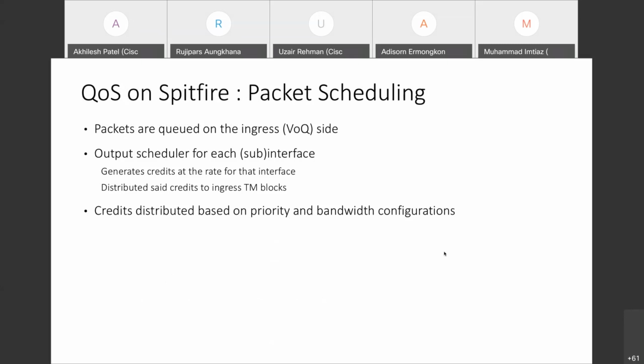So how are packets scheduled on the Spitfire? Packets are queued on the ingress side, where we have the VOQs, and then we have an output scheduler for each interface and each sub-interface. And again, this is the high level. We are just touching upon some of the topics, and we'll go into a lot more detail actually. So it's not just the bullet points. These are just some of the topics. We have to spend some time on that.